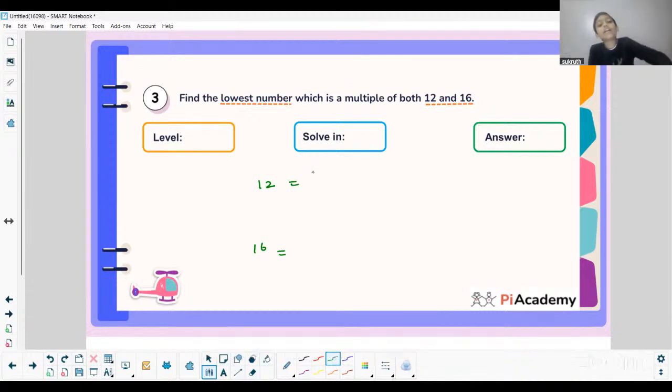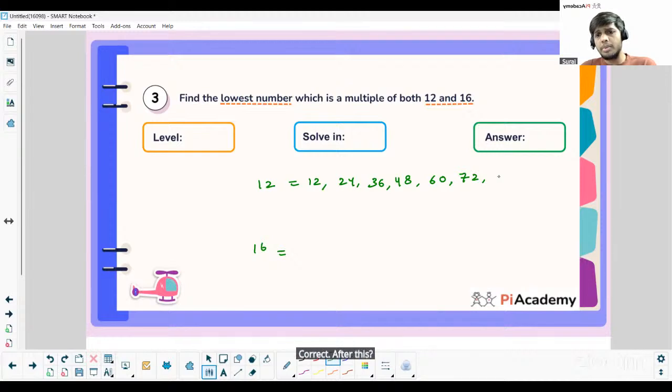So to write out the multiples of 12 and 16. It will be 12, 24, 36, 48, 60. Then we have 72. Correct. After this will be 84, 96, 108.